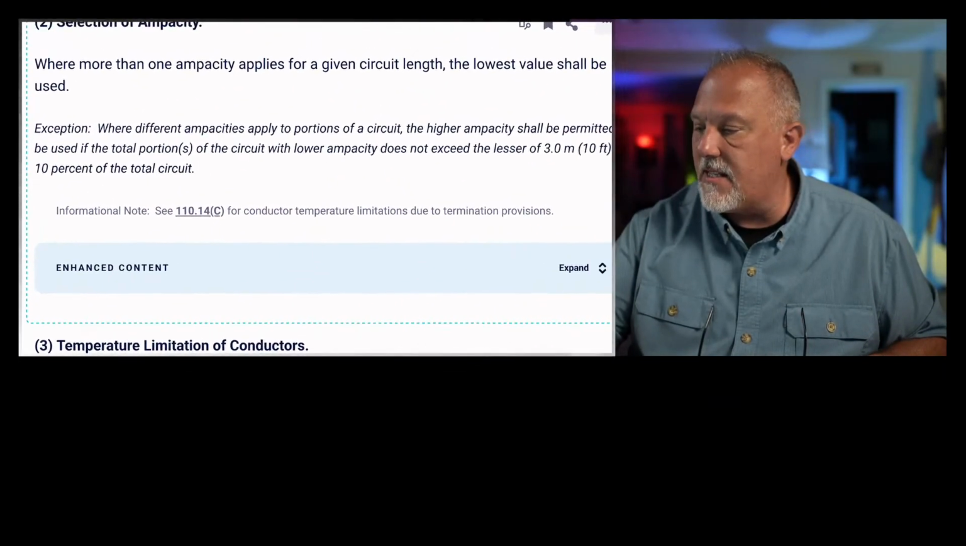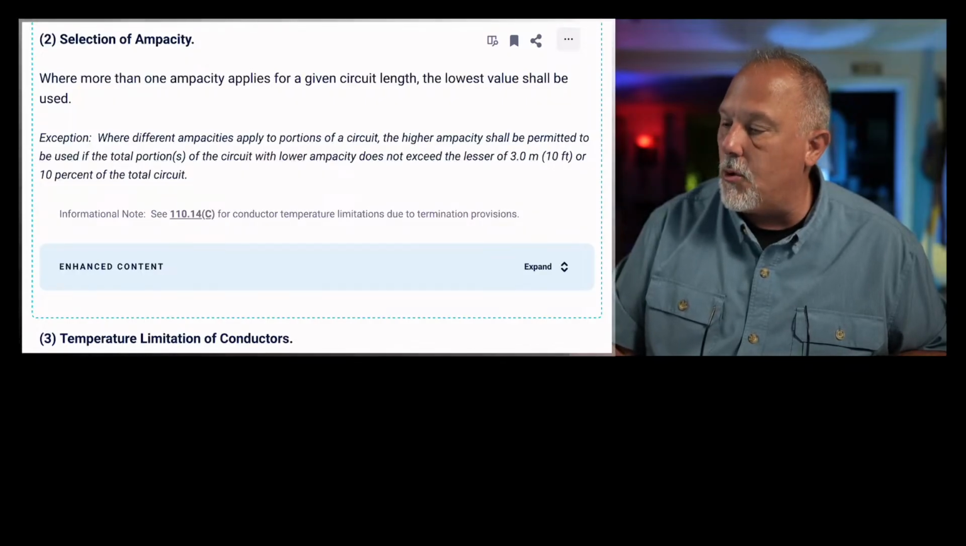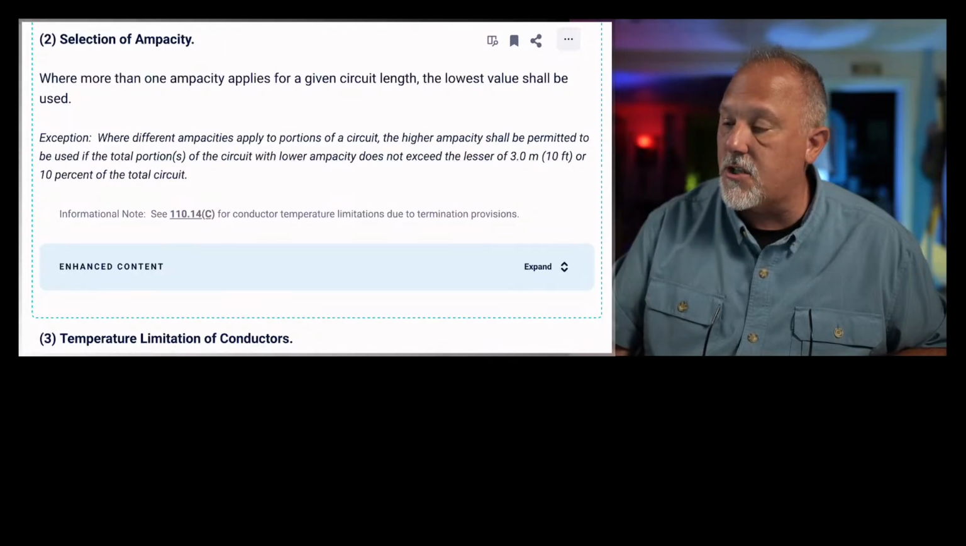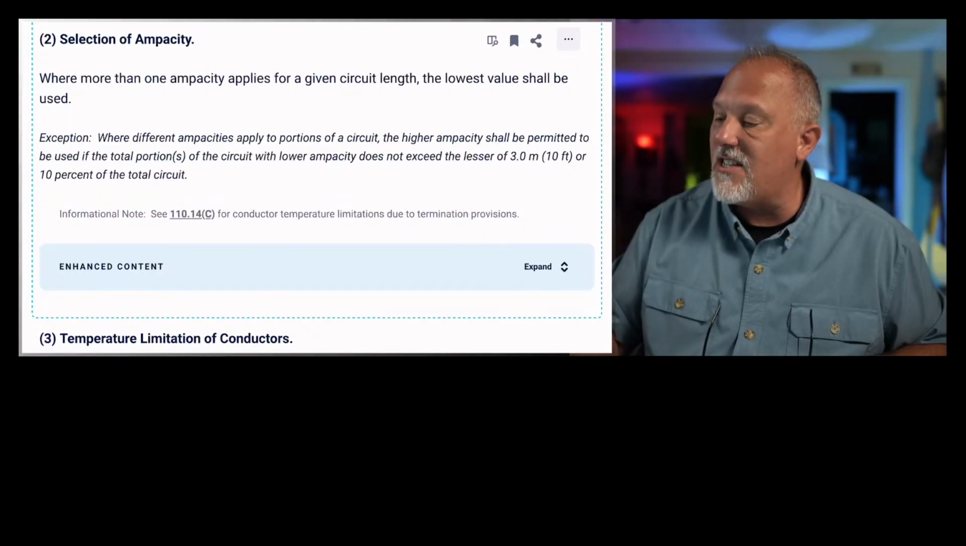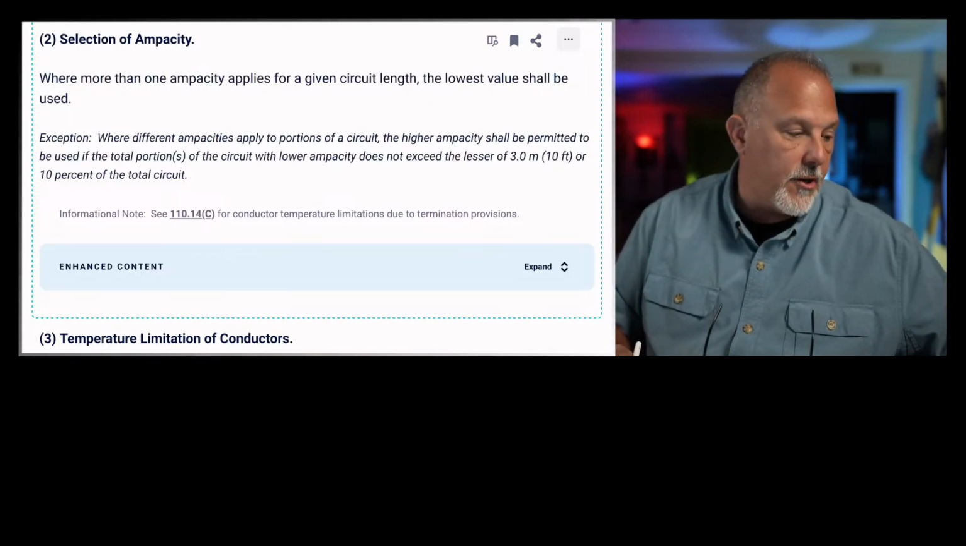So he's talking about this exception right here, where different ampacities apply to portions of a circuit. The higher ampacity shall be permitted to be used if the total portion of the circuit with lower ampacity does not exceed the lesser of 10 feet or 10% of the total circuit.